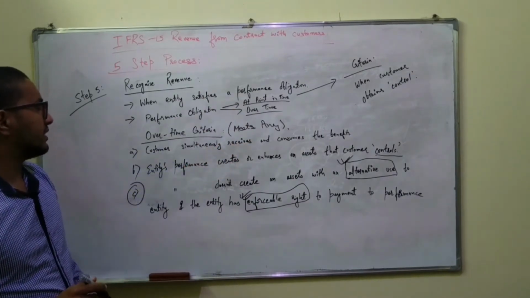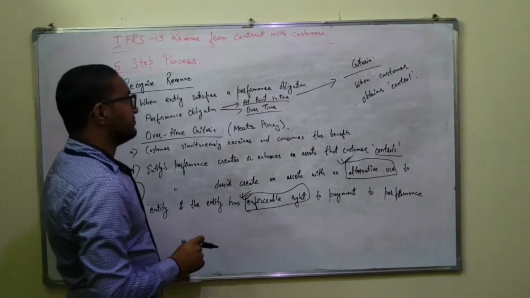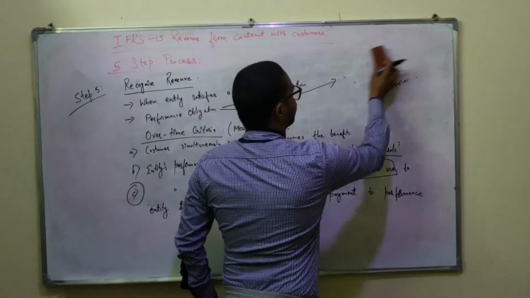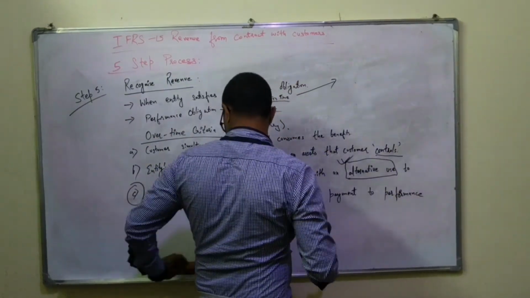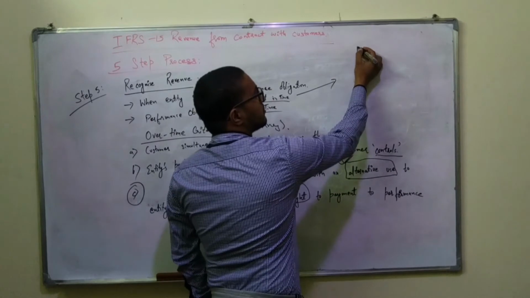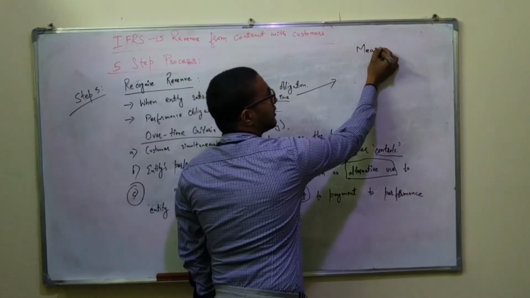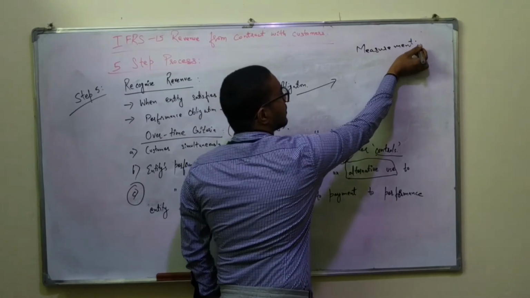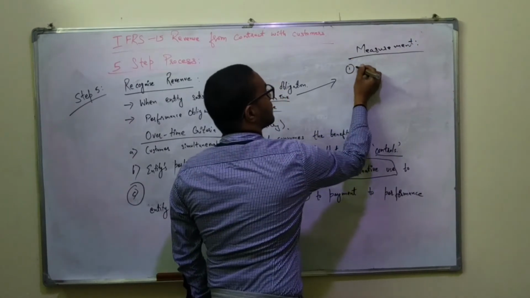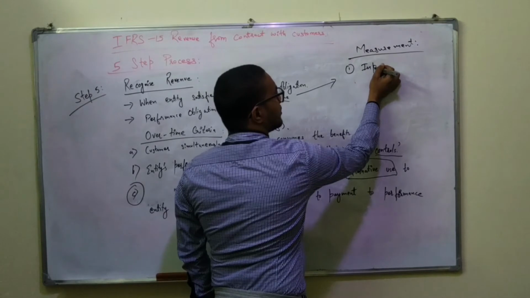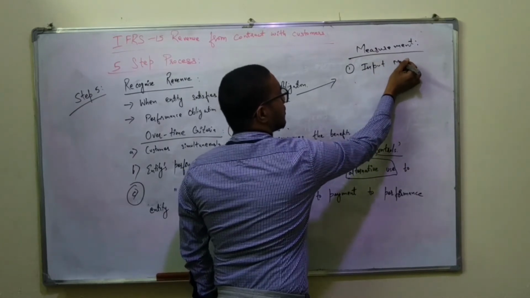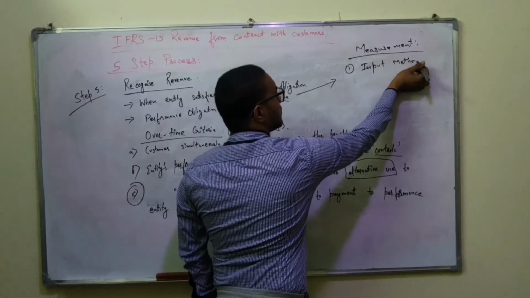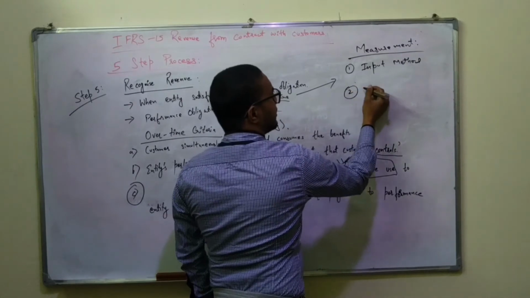And then the other thing that's important in this is measurement. So measurement is done in two ways. First is the input method. Second is the output method.